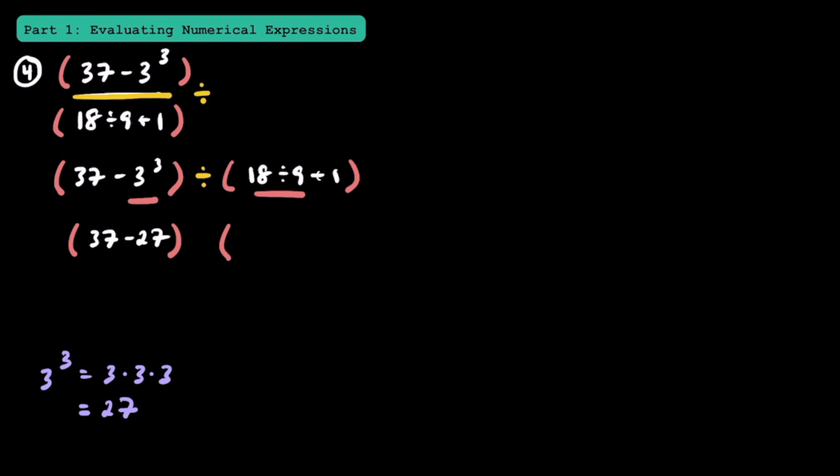18 divided by 9 is equal to 2, so we'll have 2 plus 1. Don't forget we have a division sign between these 2 sets of parentheses. On the left here, 37 minus 27 is equal to 10, and on the right side, 2 plus 1 is equal to 3. Our numerator is equal to 10, and our denominator is equal to 3.